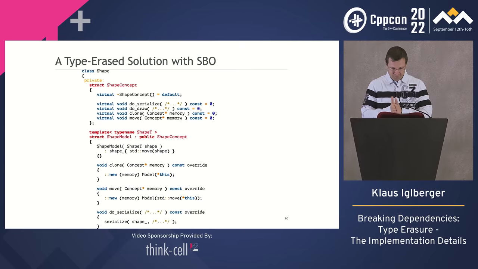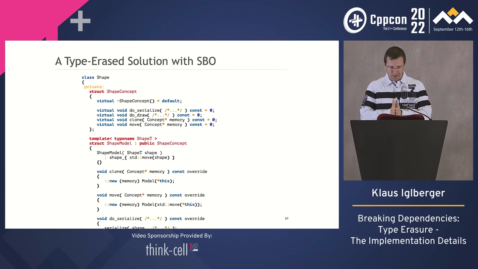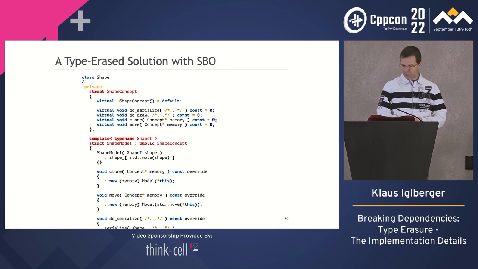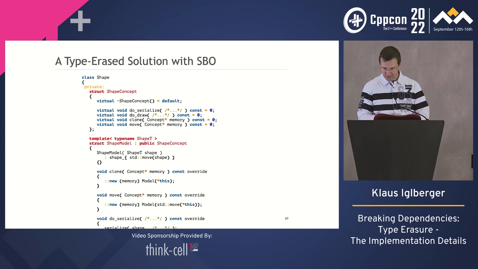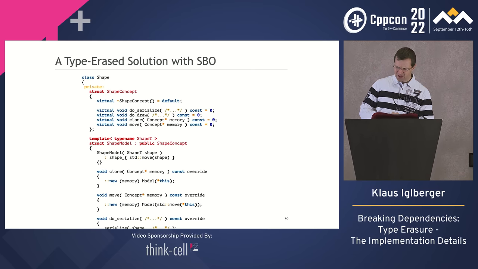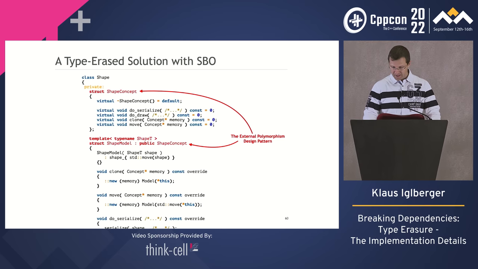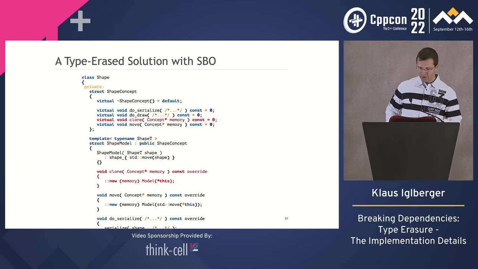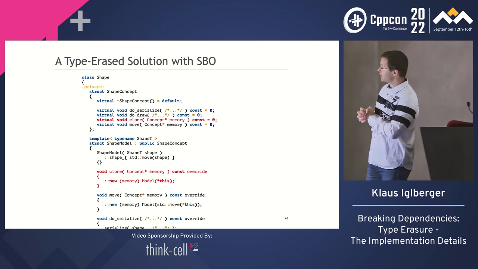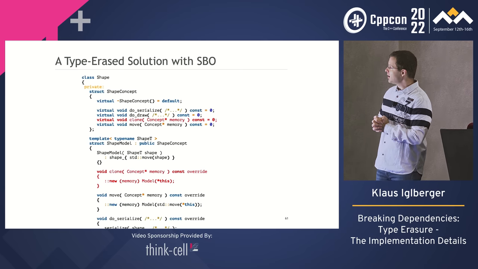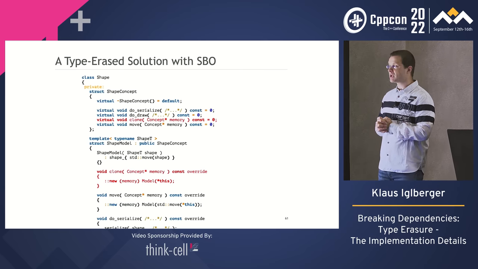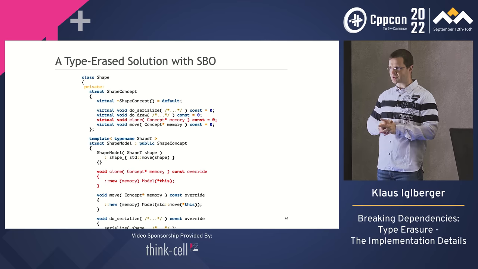All right. Then shape concept and shape model are still there. It's exactly the same from a conceptual point of view as before. However, the implementation has changed a little bit to accommodate for this buffer. In particular, the clone function is now a little different. Clone does not return a new copy anymore, but I actually pass the memory location where I would like to have the copy. So please copy yourself here.